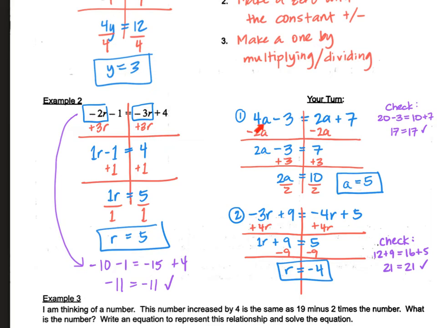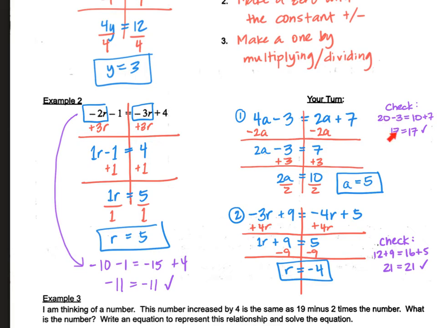So change a to 5 up in the original problem. So 4 times 5 here is 20. And then 20 minus 3. Then 2 times 5, remember the answer is 5, is 10 right there. And then I did a plus 7.